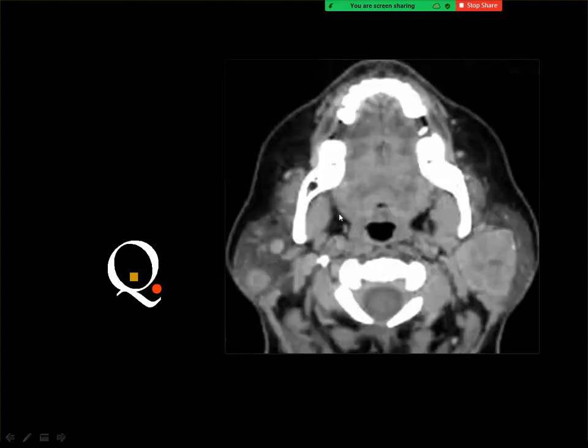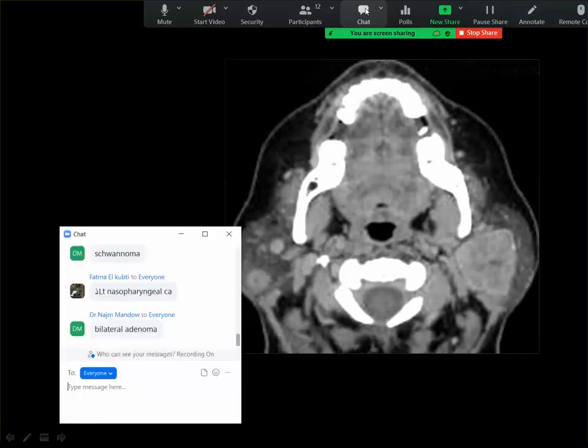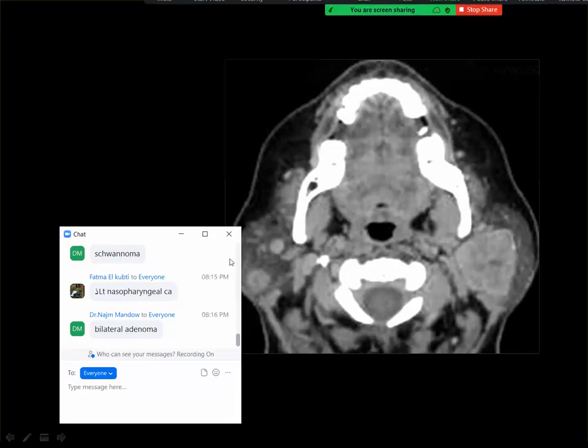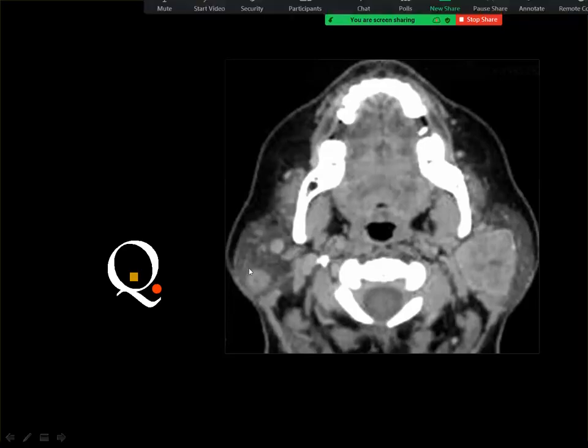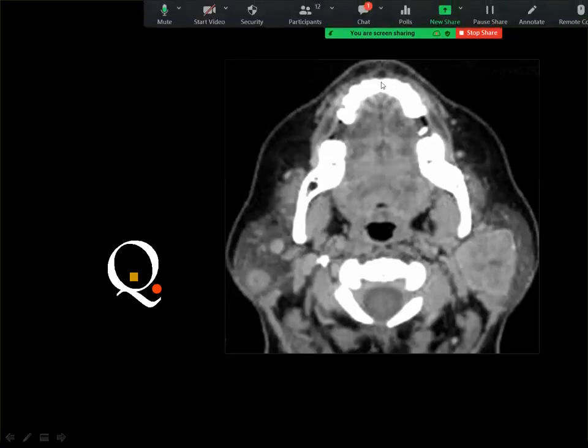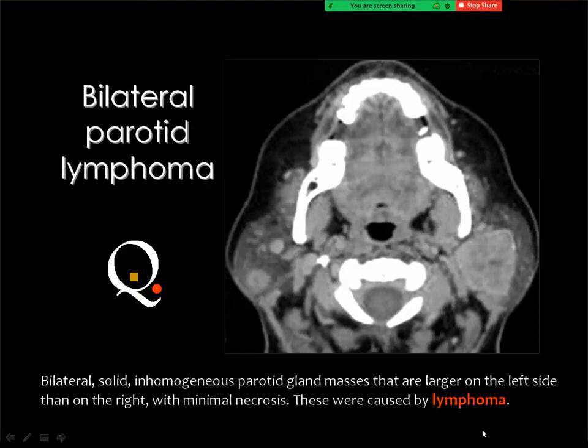Next case is a CT of the parotid glands. You can see bilateral parotid lesions. Yes, pleomorphic adenoma is not multiple in the same gland. And here you can see two lesions in the right gland and the big one on the left gland. This is Warthin tumor, and the answer is more or less near to the right answer.